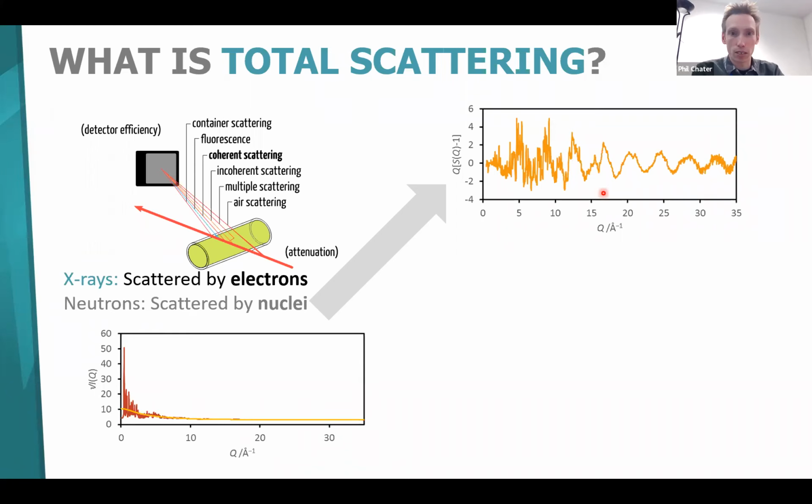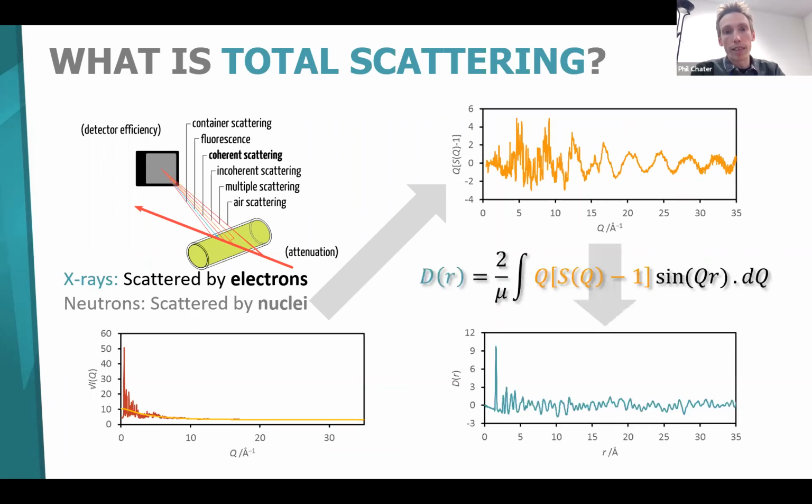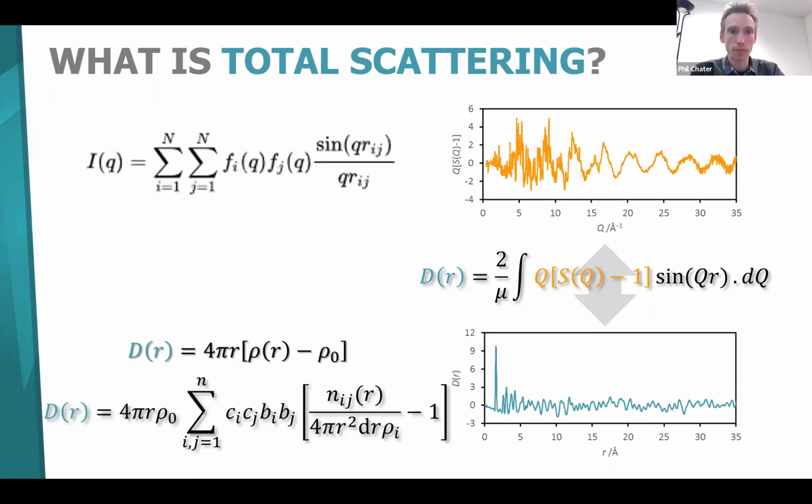Now, we could model this function directly, but what we find is it's actually a lot more instinctive to look at the Fourier transform of this function. And that's then what we call the PDF. So oscillations in our total scattering give rise to peaks in our PDF. And what we find is each of these peaks correspond to bonds or bond distances or correlation distances in our system.